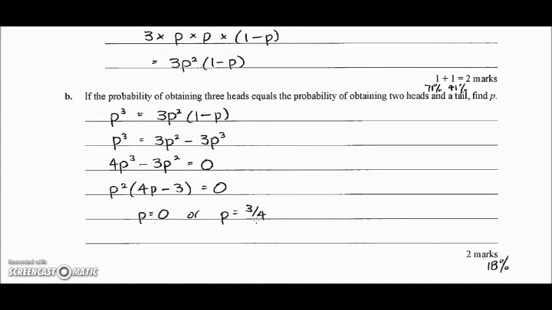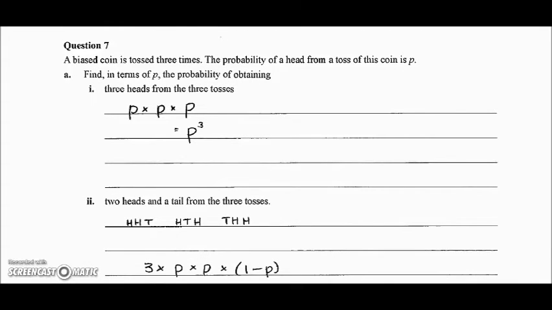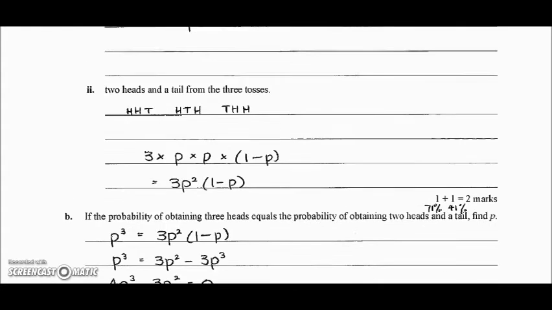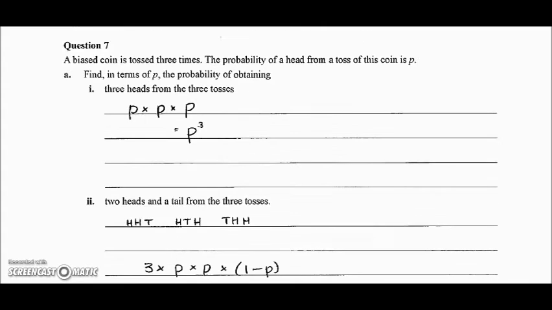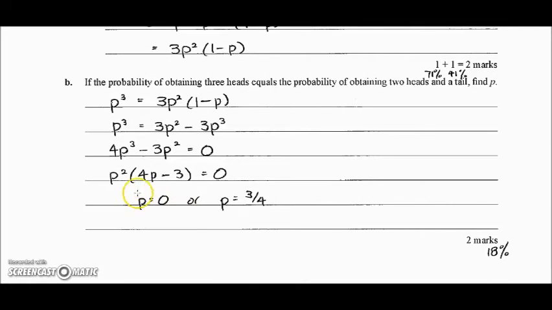Now I think what a lot of people did here was they assumed that 0 was wrong because the probability has to be more than 0. That's not necessarily true, so I'd say this is probably pretty controversial at the time, but there's no reason why the probability of getting a head couldn't be 0, but I'd say that was a bit controversial at the time. Anyway, the answer is 0 or 3/4.